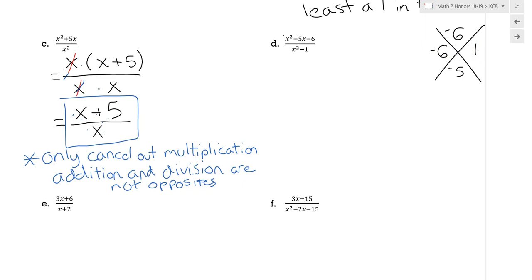So what multiplies to -6 and adds to -5? -6 and +1, right? -6 times 1 is -6. -6 plus 1 is -5. Okay? So this is the same as x minus 6, x plus 1. Then if you look at your denominator, x squared minus 1, this is a difference of squares.